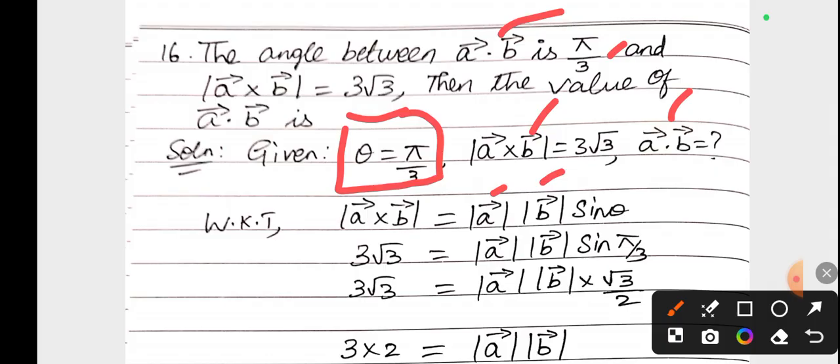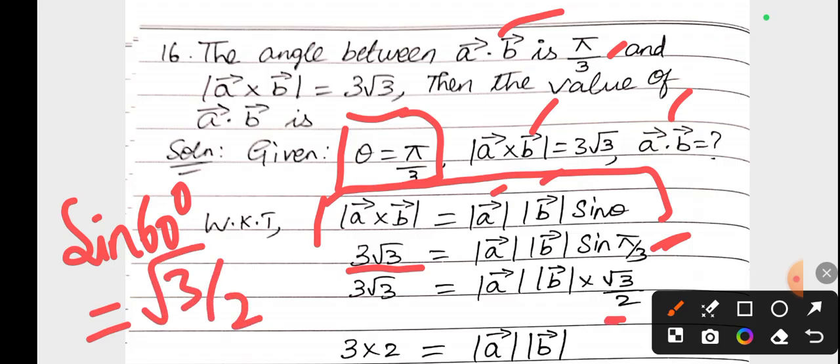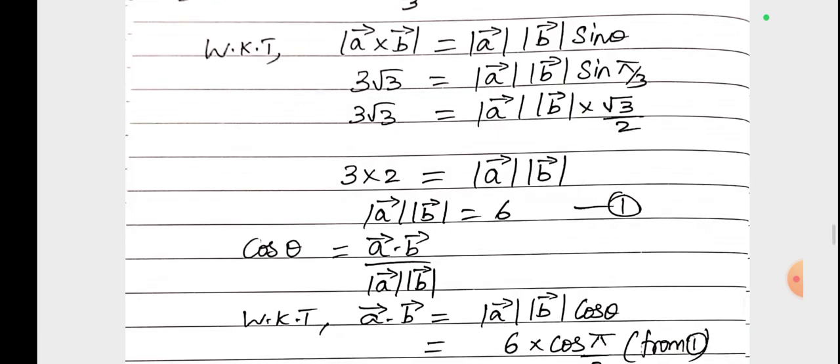A vector cross B vector, we know, is magnitude of A vector, magnitude of B vector, sin theta, n cap. Since we have the magnitude of A cross B, n cap is missing here. Then apply magnitude of A cross B as 3 root 3. Then magnitude of A, magnitude of B, sin theta with theta pi by 3. We know sin 60 degree is root 3 by 2. Substitute. You can cancel the root 3, and the division by 2 goes to the other side as multiplication. So 3 twos are 6. Magnitude of A vector times magnitude of B vector is 6.